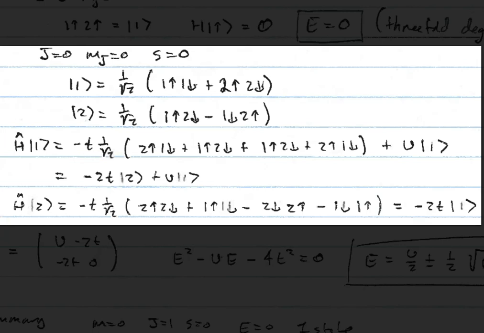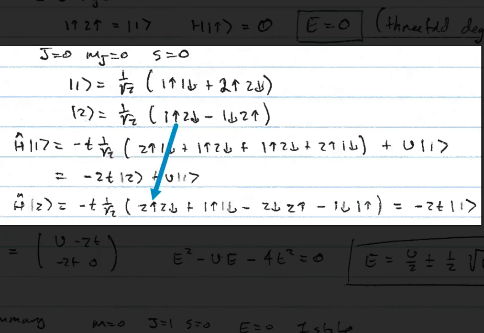Now if I act the U operator on this, you see that that has one double occupancy. So it just gives U times that state. So H acting on state 1 gives minus 2t times state 2 plus U times state 1. We're going to do the same thing with H acting on state 2. We can immediately see that that state has no double occupancies, so the U operator is going to give 0 when it acts on it.